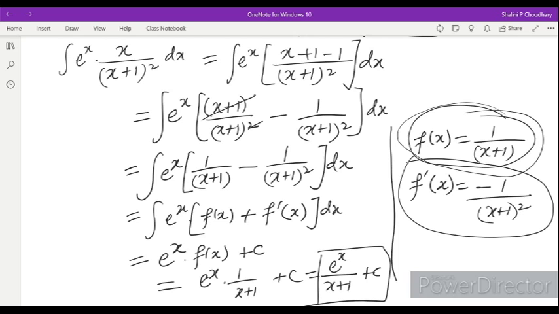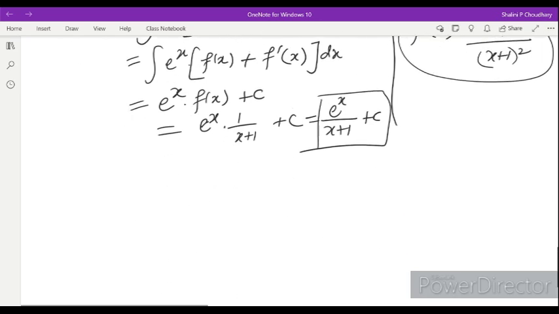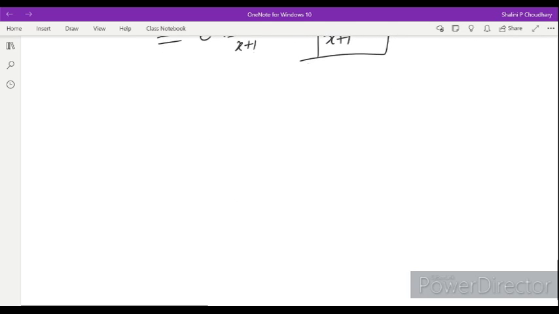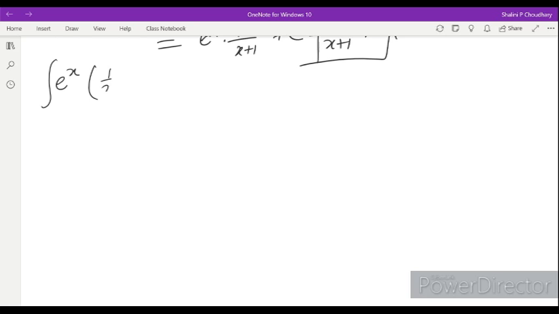Okay, one more question we'll do based on the same concept. A simple question: e to the power x into 1 upon x minus 1 upon x square dx. Now we'll see, if f of x is equal to 1 upon x, what will be the value of f dash x? That will be minus 1 upon x square.